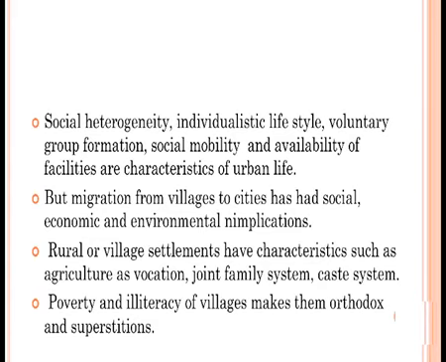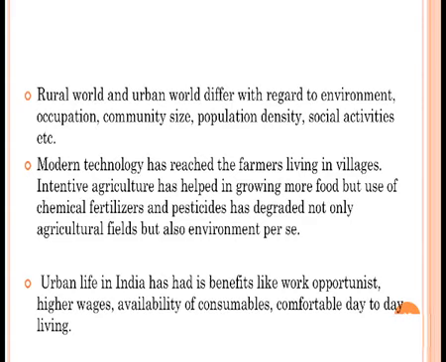Rural village settlements have characteristics such as agriculture as vocation, joint family system, caste system. Poverty and illiteracy of villagers make them orthodox and superstitious. Rural world and urban world differ with regard to environment, occupation, community, size, population, density, social activity, etc. Modern technology has reached the farmers living in villages. Intensive agriculture has helped in growing more food, but use of chemical fertilizers and pesticides has degraded not only agriculture fields, but also the environment per se.